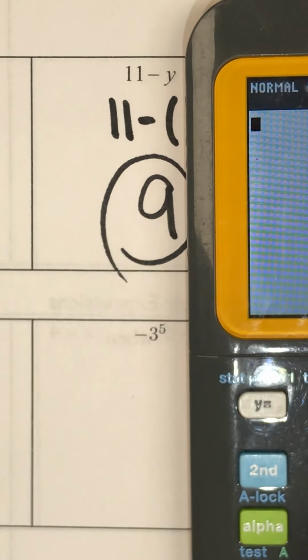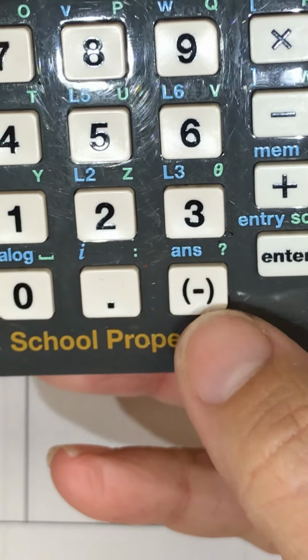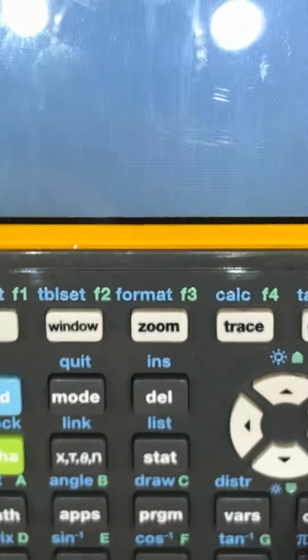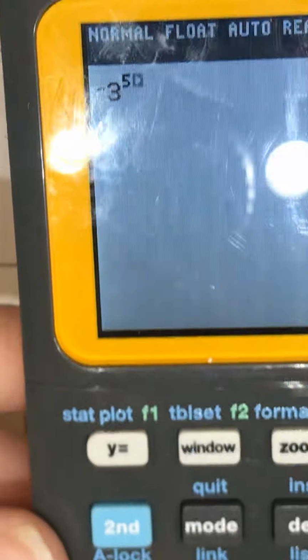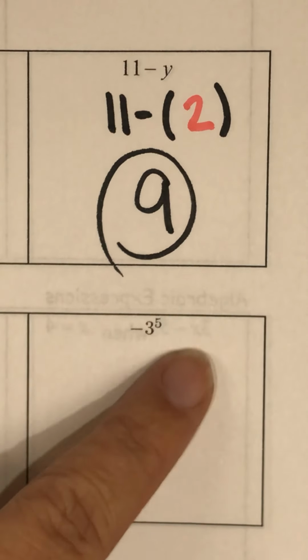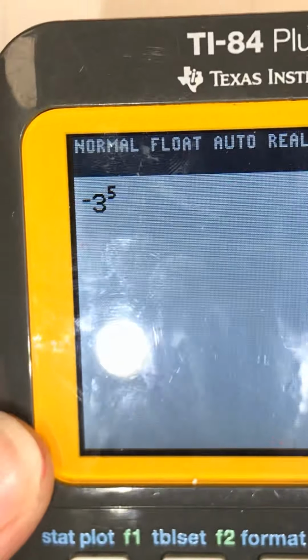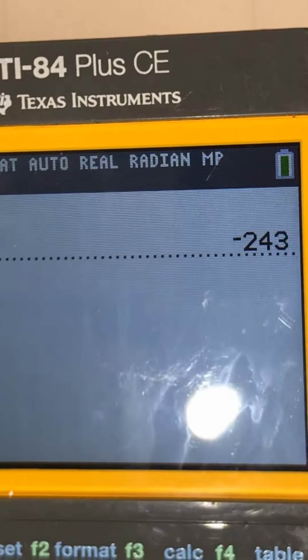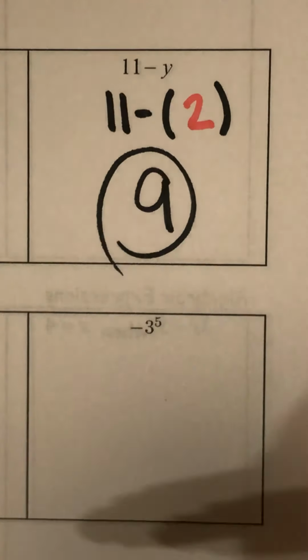All right, the last one is -3 to the 5th. Now you're going to use the negative button that's down here next to the decimal place. I'm pointing to it right here. So -3, caret key 5. Now notice in this problem, there is no parentheses, so I do not put any parentheses in the calculator. I'm going to click enter, and it tells me my answer is -243.